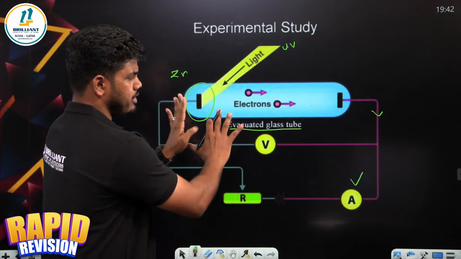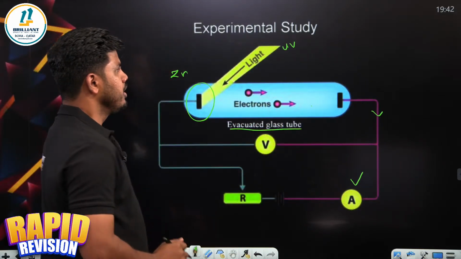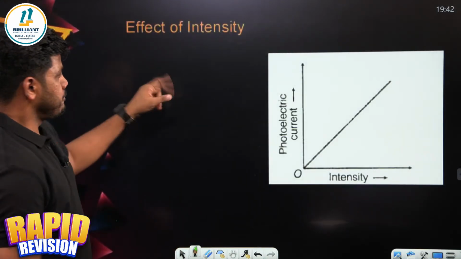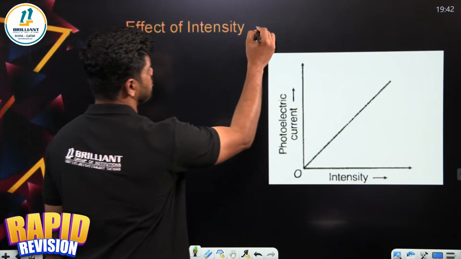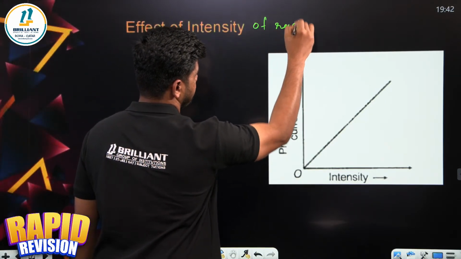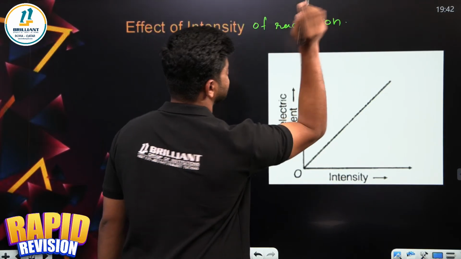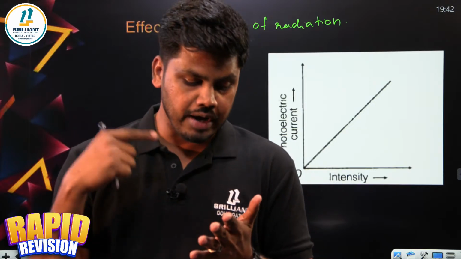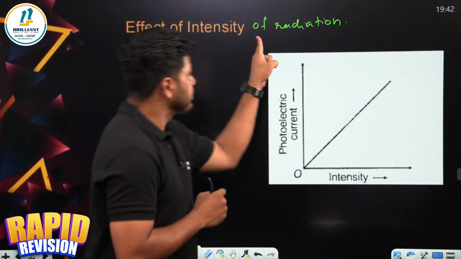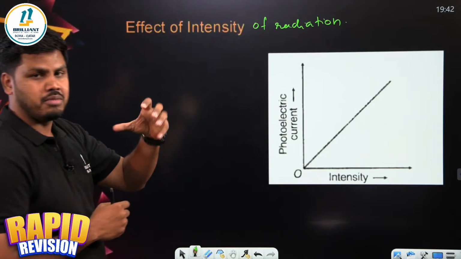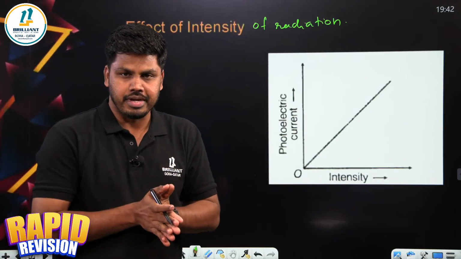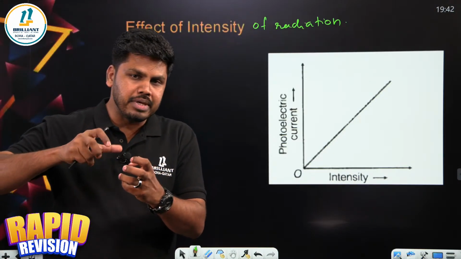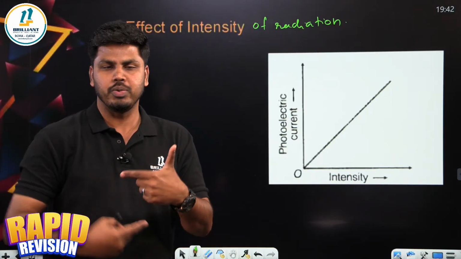So this is the experimental setup. We are going to check what the factors affecting are and how they affect. The first one was intensity: effect of intensity of incident radiation. We used ultraviolet radiation, since zinc is sensitive to it, with different intensities. Intensity means the brightness of the radiation. We start with a dim source of ultraviolet radiation and slowly increase the brightness, the intensity.